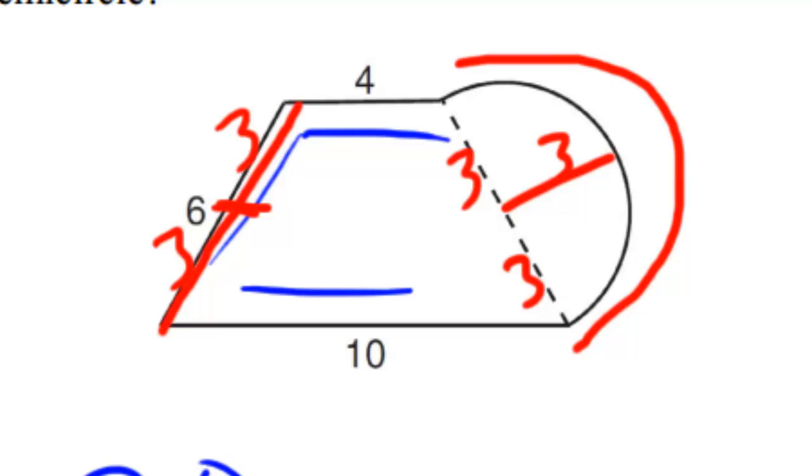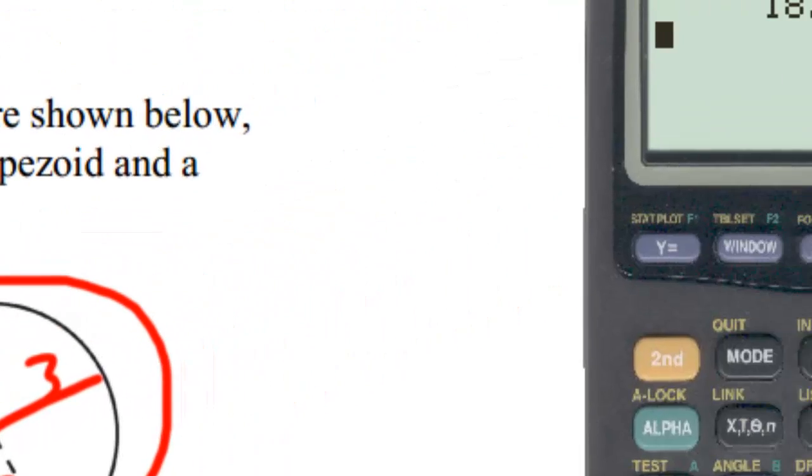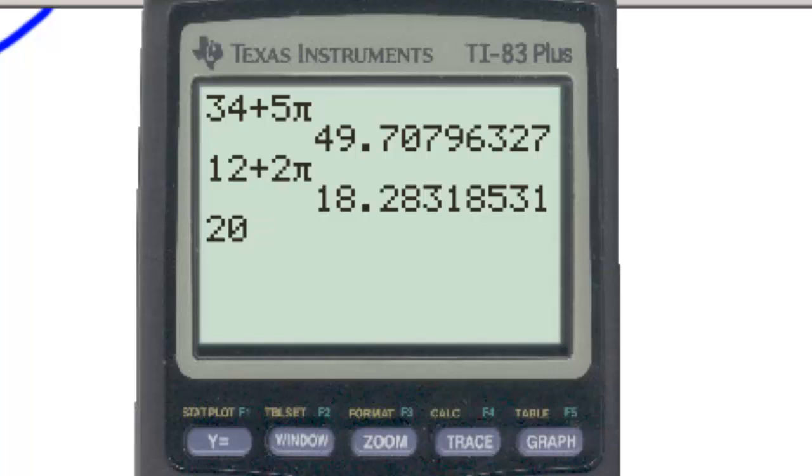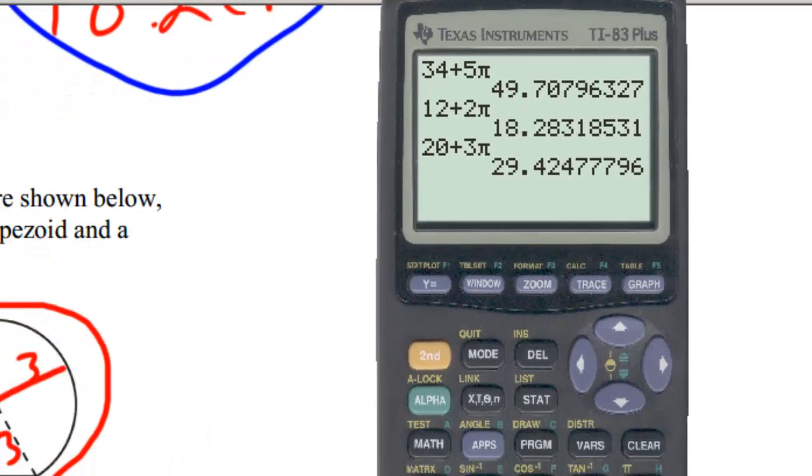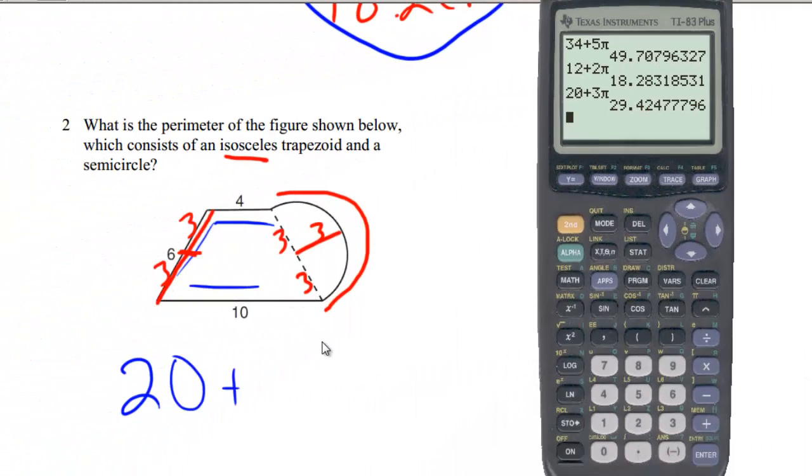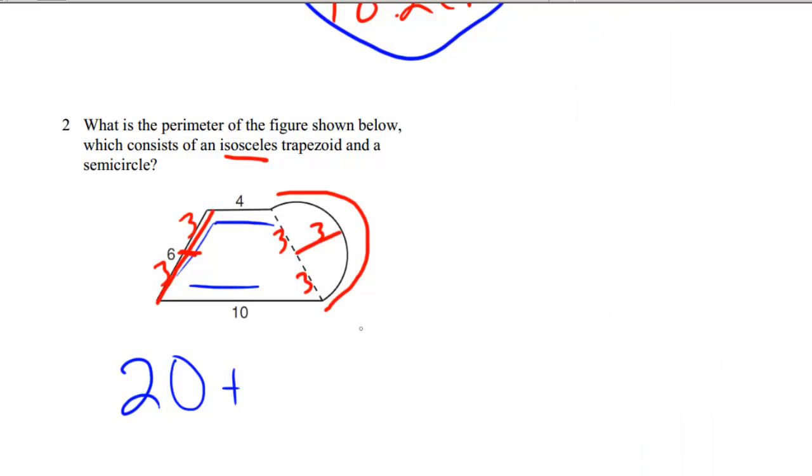So let's go once more to our handy-dandy calculator. We can do 20 plus 3 pi, and the answer is going to be 29.4. 29.4 doesn't give us a unit of measurement, but there we go.